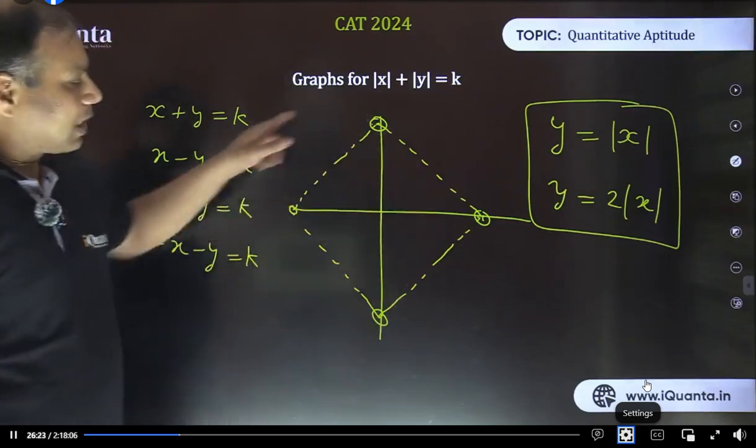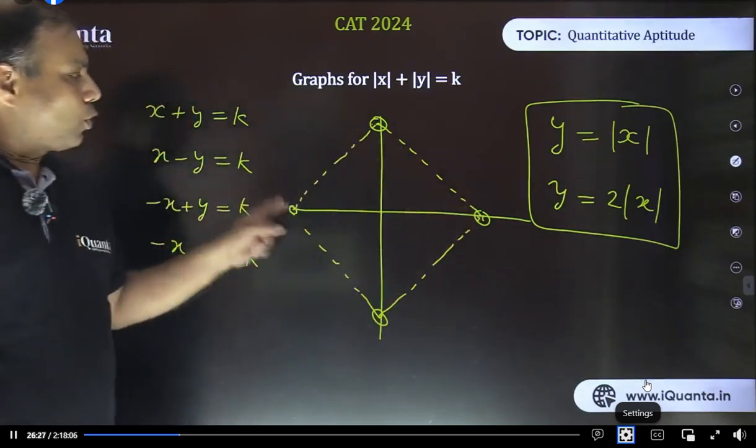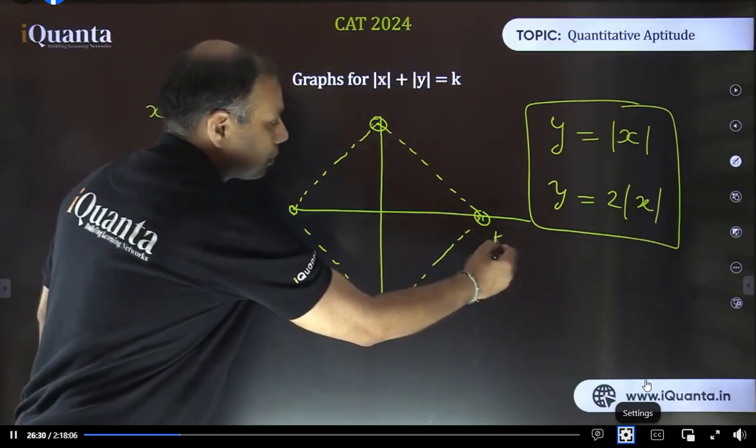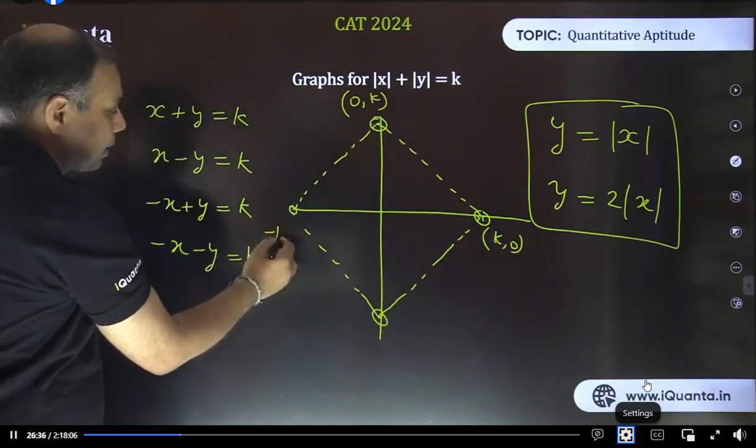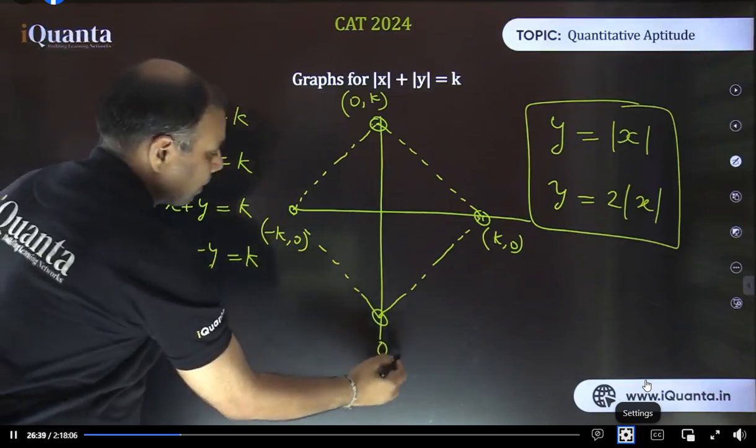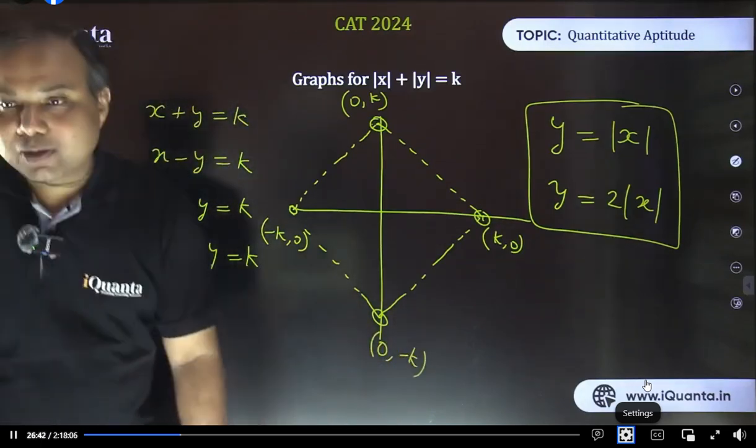So this will be the shape of the graph where all these vertices are: k comma 0, this is 0 comma k, this is minus k comma 0, and 0, minus k. Is it fine so far?